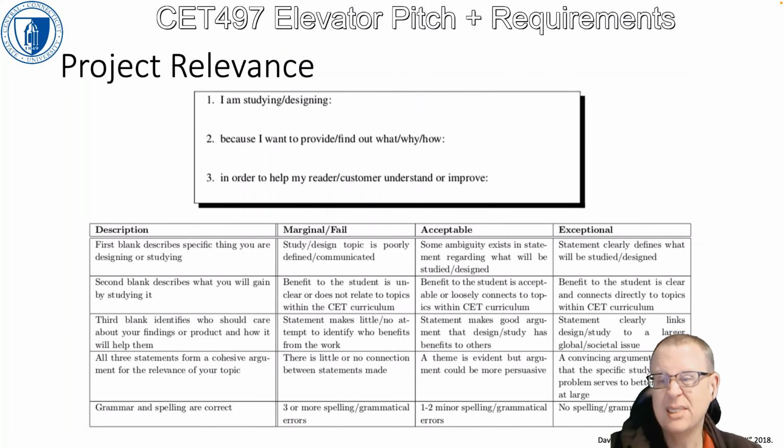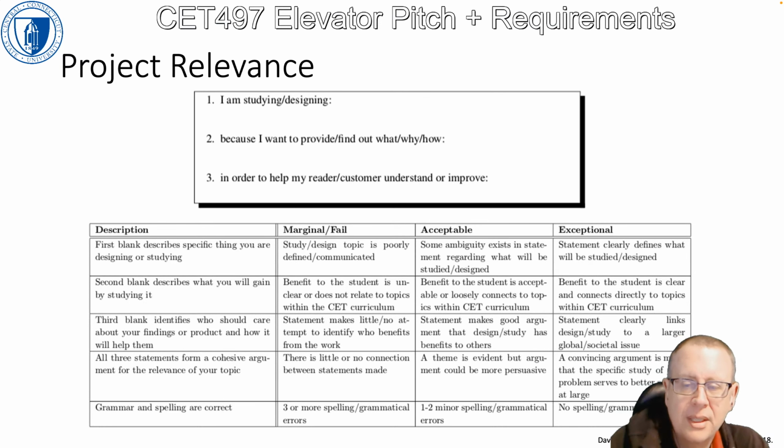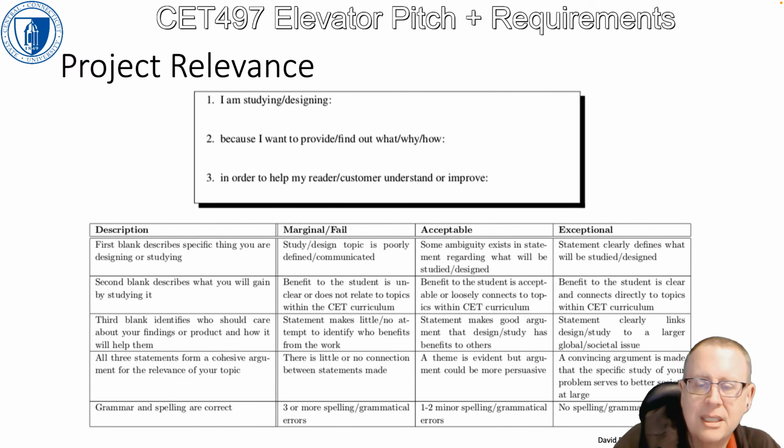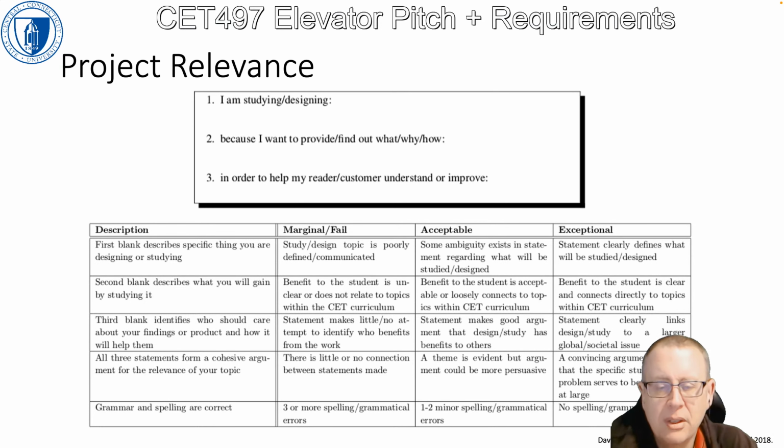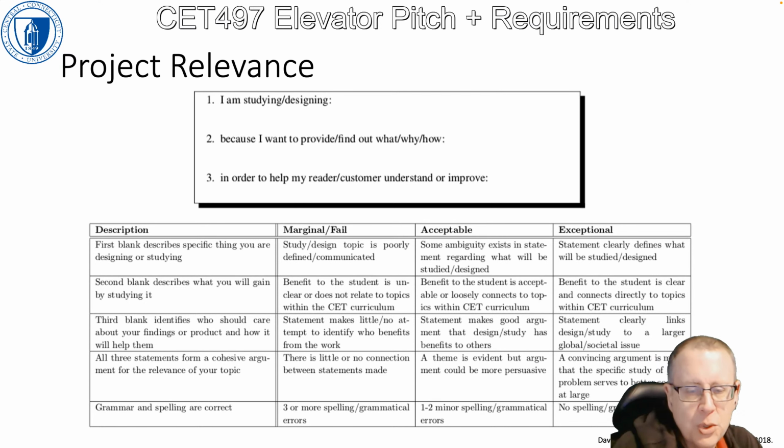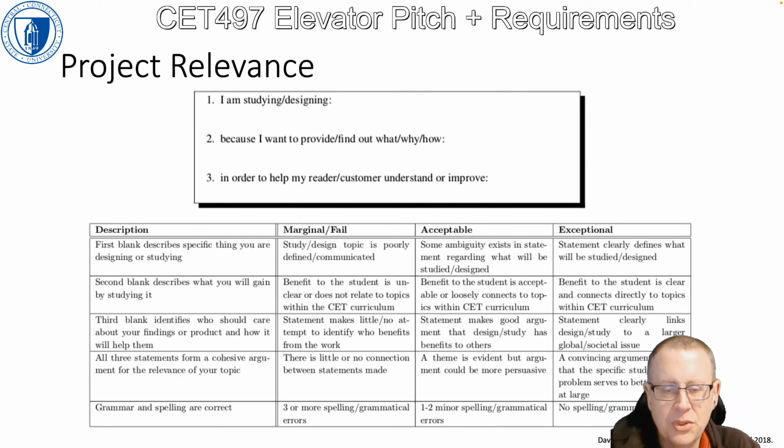And this is the stuff that I'm looking for, right? The first blank describes a specific thing you're designing or studying. The second blank describes what you will gain by studying it. The third blank identifies who should care about your findings or product and how it will help them. Right? And then the overall thing should form a cohesive argument for the relevance of what you're doing. And then I want you to use good grammar and good spelling.